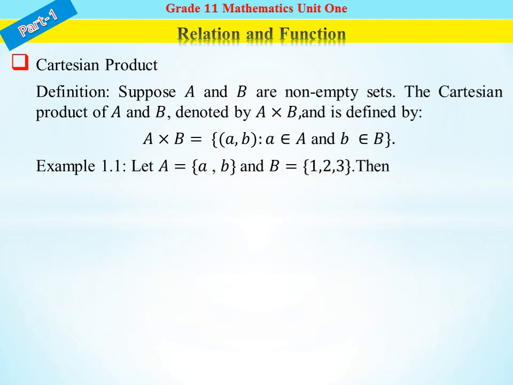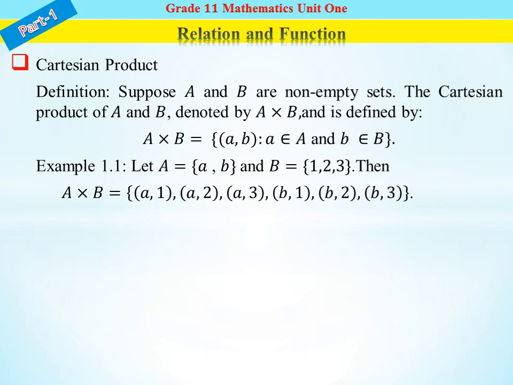Then A cross B equal to the set contain order pair A comma 1, A comma 2, A comma 3, B comma 1, B comma 2, B comma 3. How to obtain this one? ይህን ያገኘነው እያንዳንዱ ኤሌመንት ኦፍ ሴት ኤን ከእያንዳንዱ ኤሌመንት ኦፍ ሴት ቢ ፔር በማድረግ። The second important point is relation.